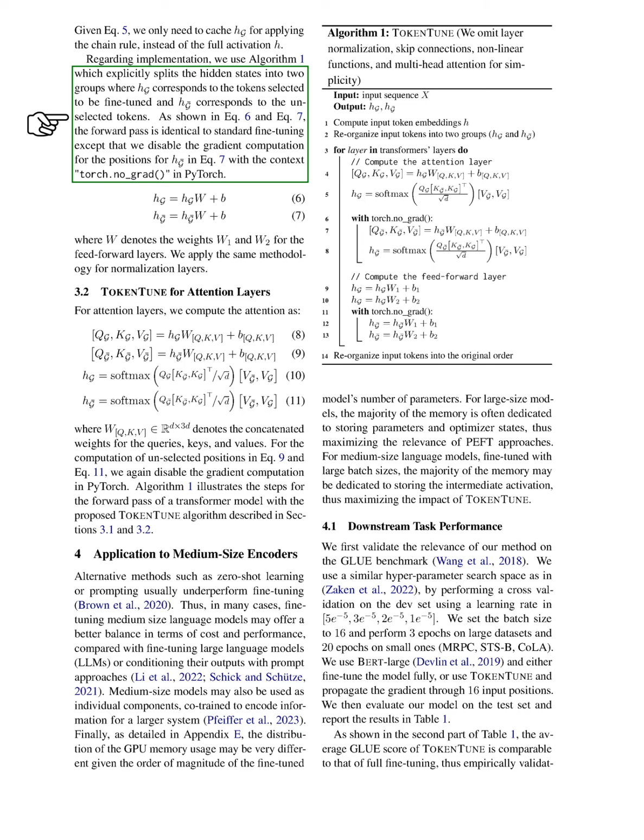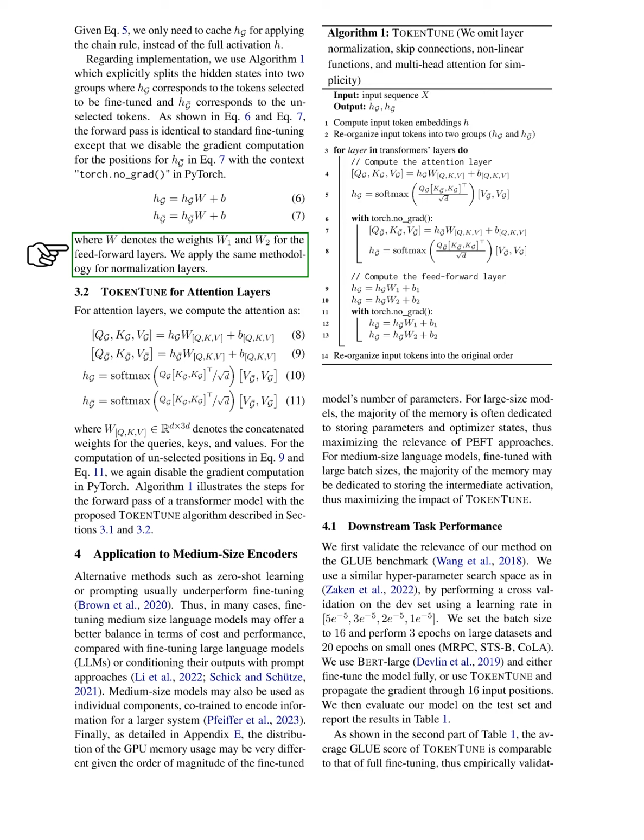The forward pass remains the same as standard fine-tuning, except we disable gradient computation for the unselected tokens using PyTorch's torch.no_grad. For attention layers, we compute attention using concatenated weights for queries, keys, and values. Again, we disable gradient computation for the unselected positions.